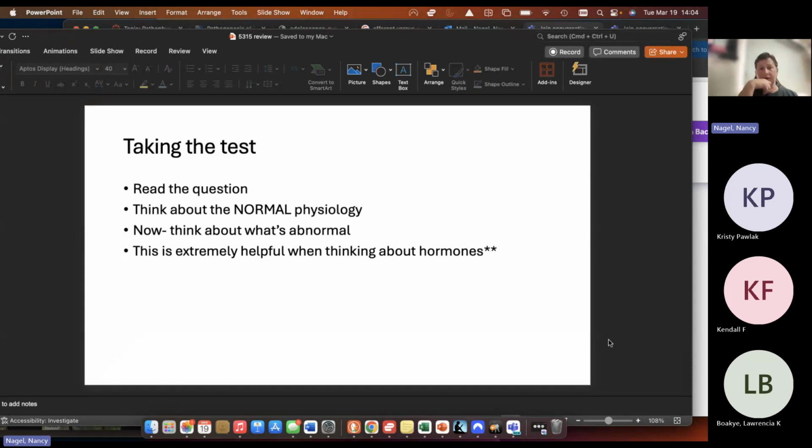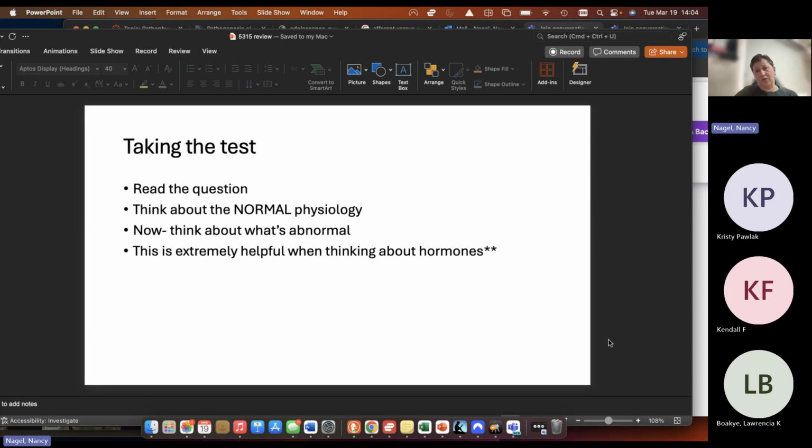The first is make sure you read the question, make sure you understand what the question is asking you. If you can, at that point, think about the normal physiology of what's supposed to happen. And then try and come up with the answer. A lot of people can't at that point, but sometimes if you can come up with the answer, it's less confusing before you even look at the other answers.